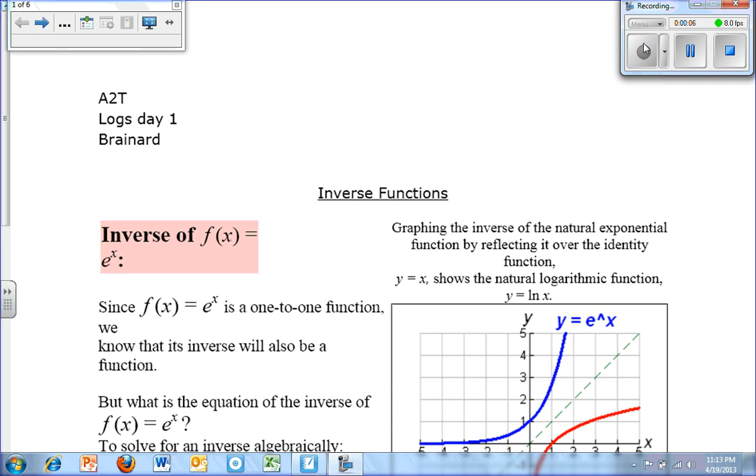Hello, today is logs day 1. It's actually logarithms. We shorten it and call it logs. I'm going to first start out talking about inverse functions.